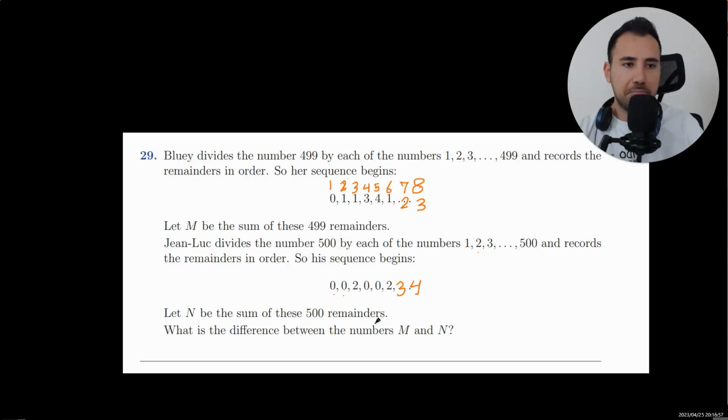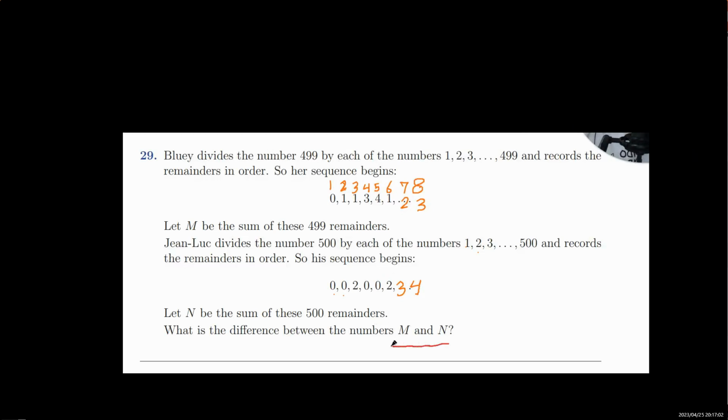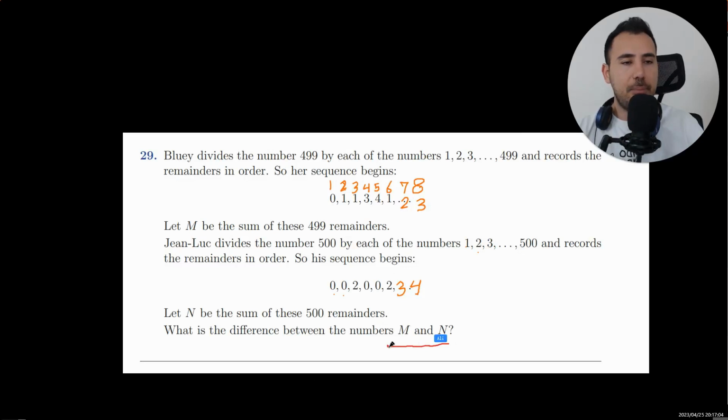Is there a pattern? Not really. But the question is looking for M minus N. Is there a pattern for that? So it would be 0 minus 0. I'm going to subtract these two numbers. 0 minus 0 will be 0. I'm doing this for M minus N. 1 minus 0, 1. 1 minus 2, negative 1. So far, there seems to be no pattern.